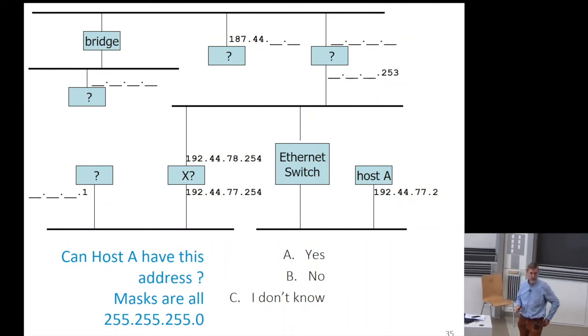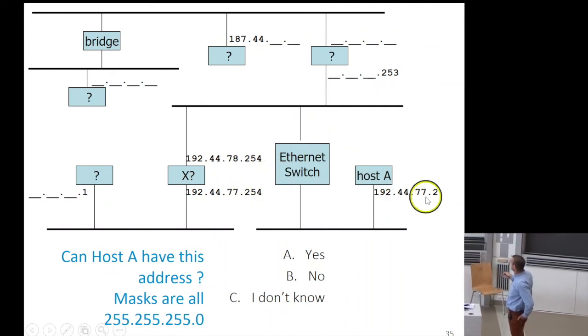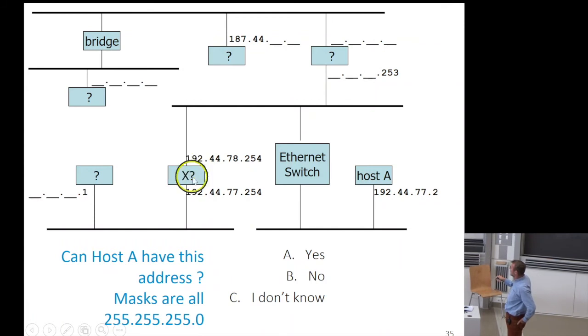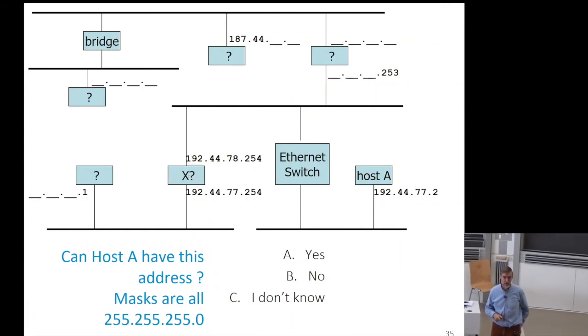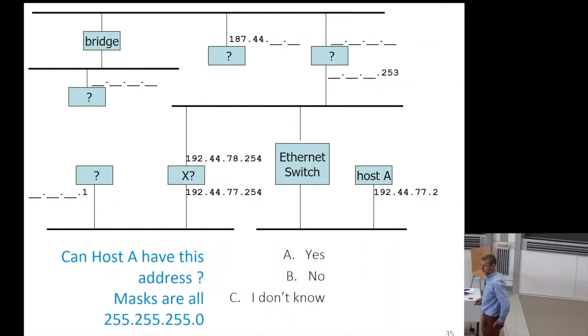It will not work if you assign this address. Now perhaps it is those 2 addresses that are wrong, we don't know, but certainly there is a problem somewhere here. So this should be, for example, 78 here. If we assume that the other addresses are correct, the box X should be a router. It cannot be a switch. It is a box that is between 2 subnets here.